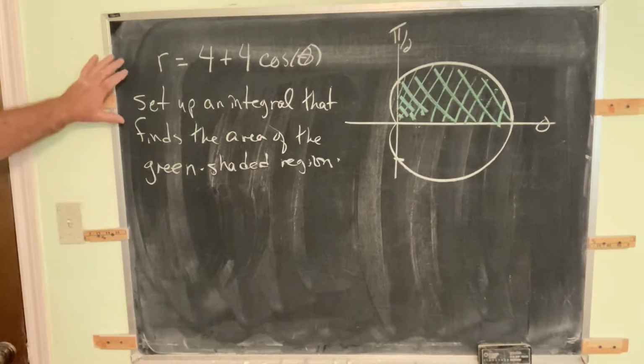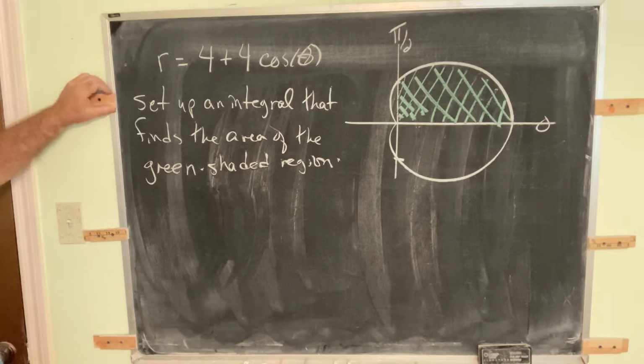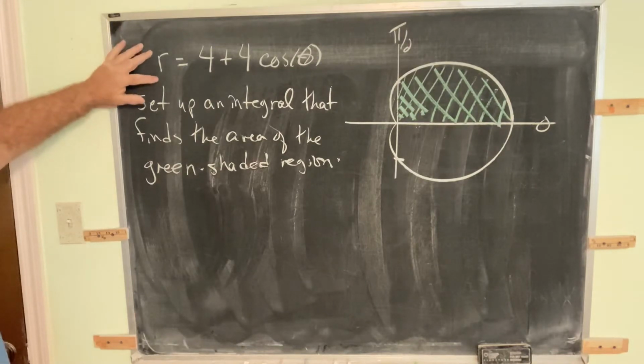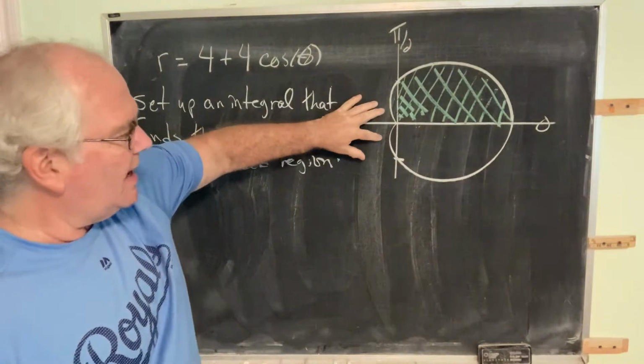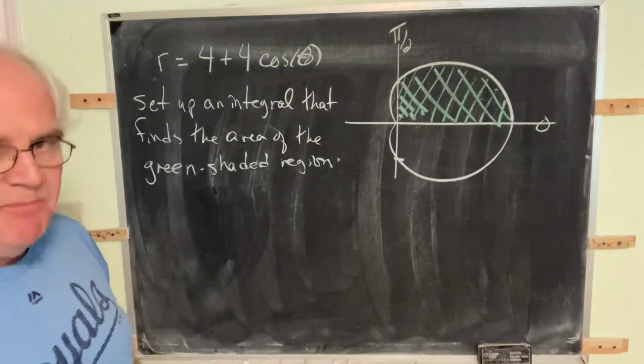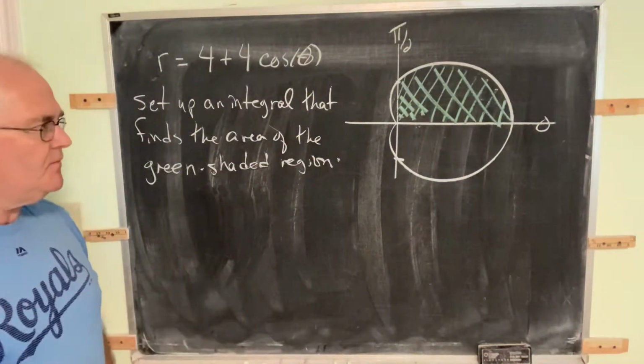Here's our first specific area in a polar curve problem. We have r is equal to 4 plus 4 cosine theta. That's this cardioid I've drawn here. Again, I will provide the pictures for you. Any pictures you need, I will provide for you.